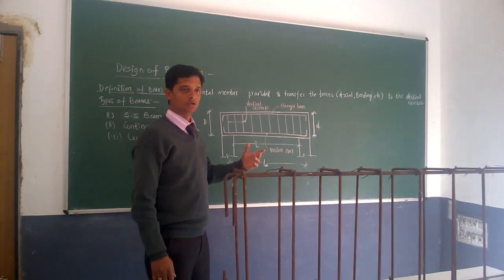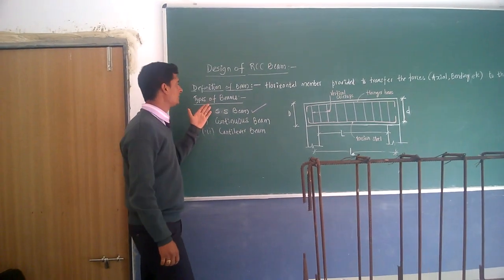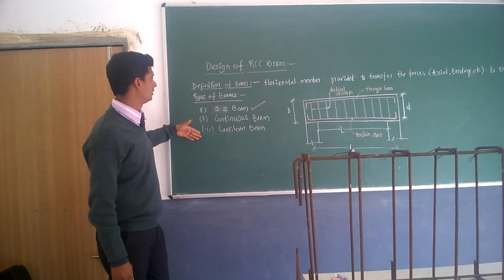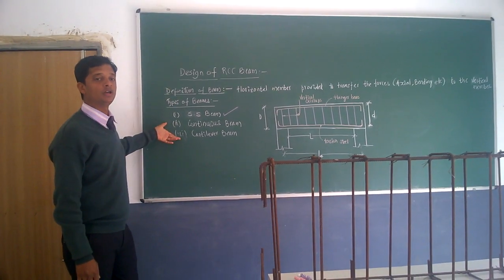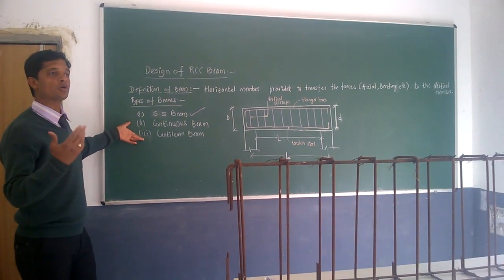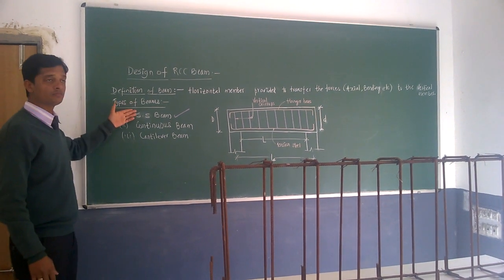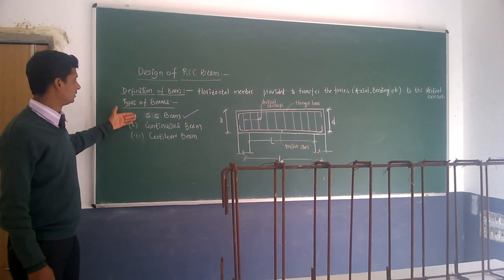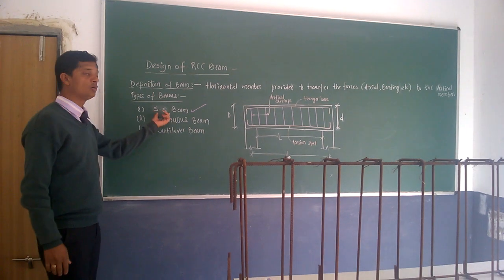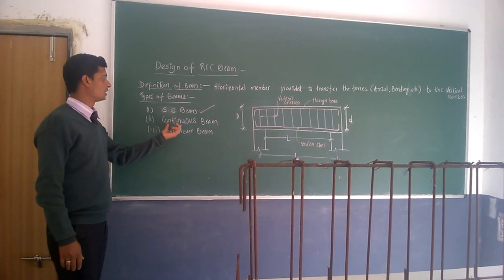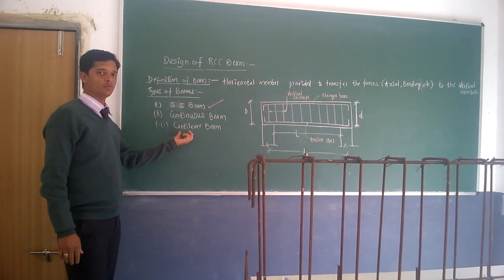the vertical member. Beams can be classified into different types depending upon the end condition of the beam or the location of the beams in the structure. So first we have simply supported beam, continuous beam, cantilever beam.